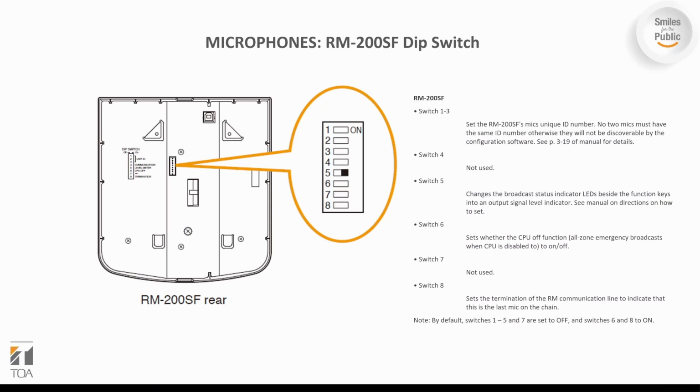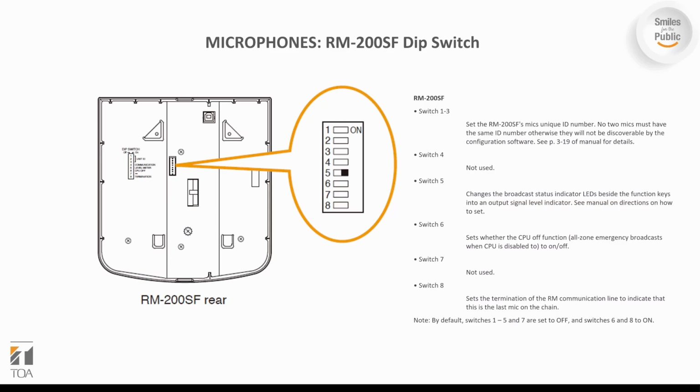Switch number 4 is not used. Switch number 5 changes the broadcast status indicator LEDs beside the function keys into an output signal level indicator. See manual on directions on how to set this. Switch number 6 is set to on when you want the mic to function during a CPU off state. Set it to off if you don't want it to do so.